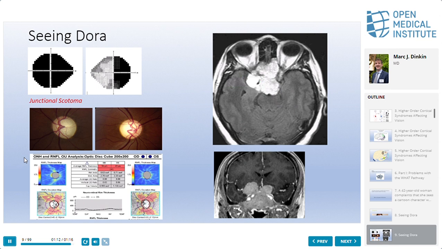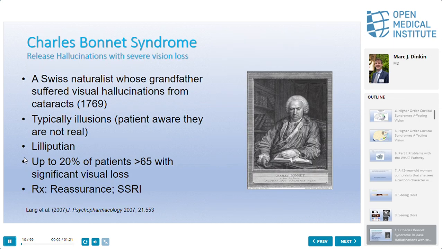What's that called? Anyone know? Charles Bonnet syndrome, exactly. He was a Swiss naturalist. He was not an ophthalmologist, but his grandfather had cataracts. And he described these illusions in a very famous paper.